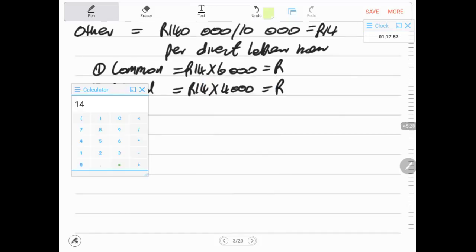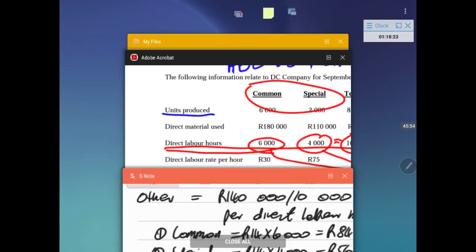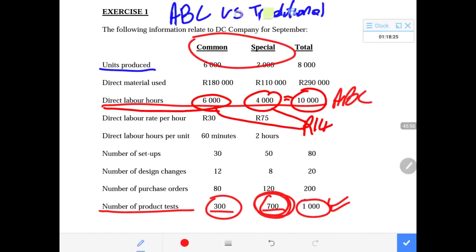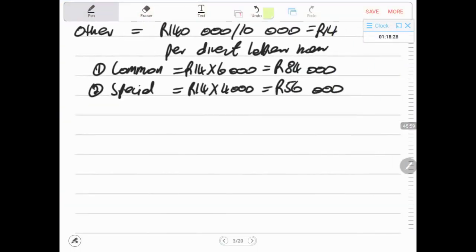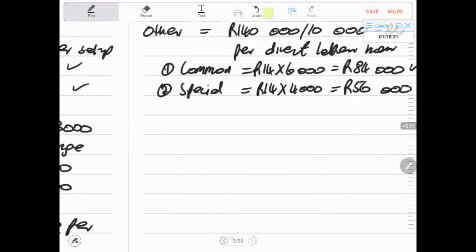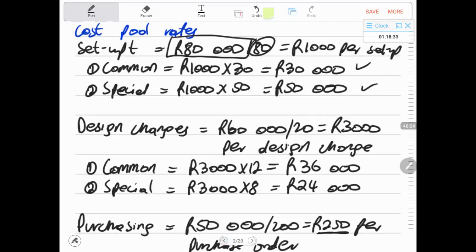Then now we say 14 times by 6,000, it will be 84,000 rands, and 14 times this by 4,000, this will be 56,000. And if you say 56,000 plus 84,000, this should be 140,000. So now I just want to confirm that the labor hours are 6,000 is to 4,000. So now meaning the 84,000 and 56,000 will then be recorded.